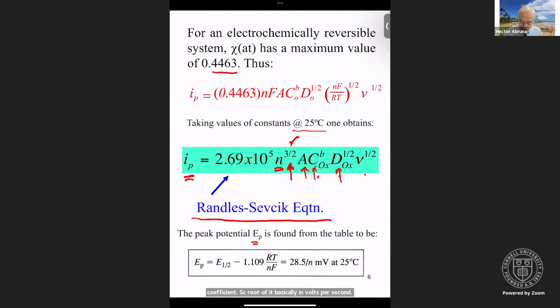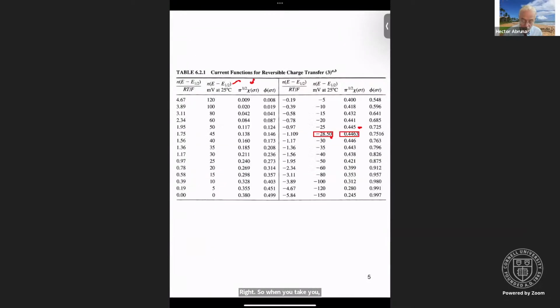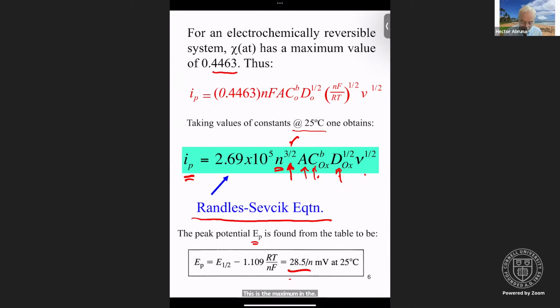The peak potential basically comes from the peak current, right? So when you take this, this was the maximum in the current function, so it relates the peak potential to the E1/2 and this Nernst factor.